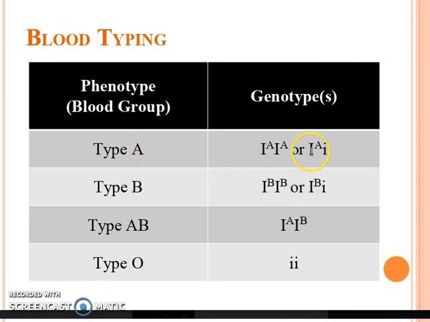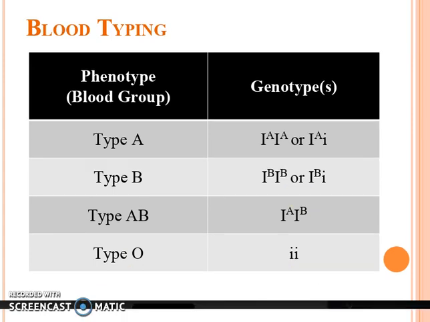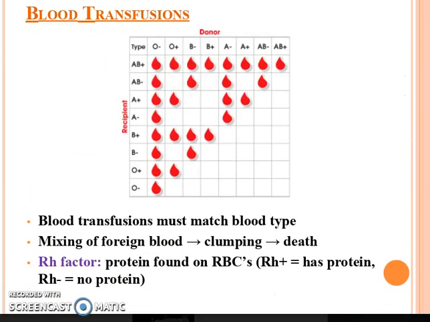So A blood has AA or AO. B blood has BB or BO. AB actually has one A allele and one B allele, while O blood will have this right here, two O's, or two little i's, recessive alleles.